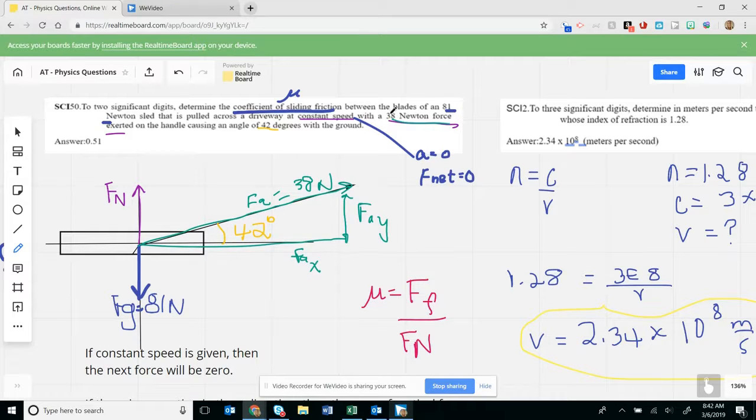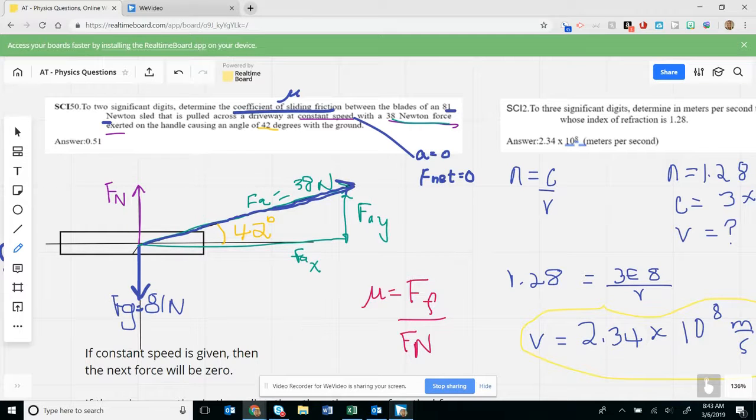And then it goes on to say with a 38 Newton force exerted on the handle causing an angle of 42 degrees. So they're really pulling. As you can imagine, when you pull a sled, you're not going to pull it straight forward. That cord is going to cause you to pull it at an angle. So that applied force is right here, which means when we do that, we're really pulling forward and upward simultaneously. And that causes the variables FA in the x direction and FA in the y direction. We can use trig functions to find those force values, which is one of the steps we'll do next.